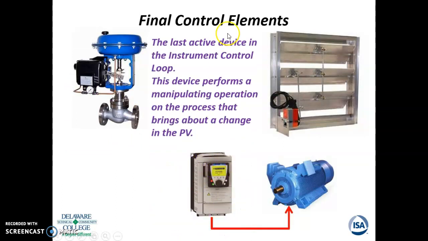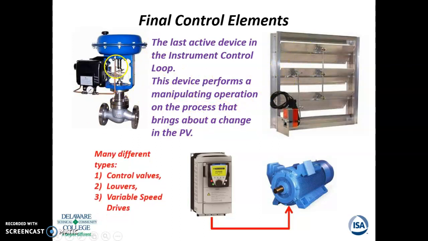Now we're going to talk about final control elements. This is the last active device in your instrument loop. It performs a manipulating operation on the process that brings about a change. There are three different types. We have your control valve, which is the one you see all the time. You could have louvers in a burner furnace situation, and then a variable speed drive.